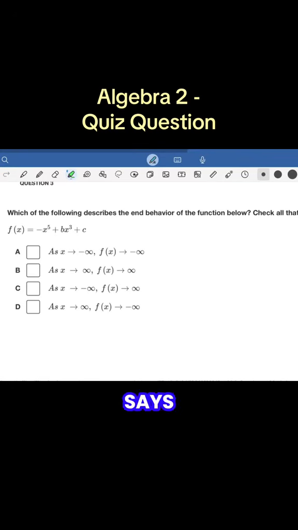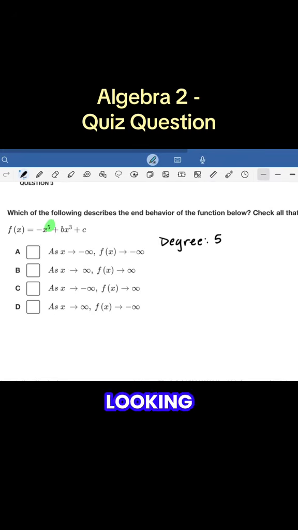In this question, it says, which of the following describes the end behavior of the function? And it says to check all that apply. So first, your end behavior is determined by your degree. And remember, your degree is the highest exponent. So we have a degree here of 5. So I'm going to write this down.